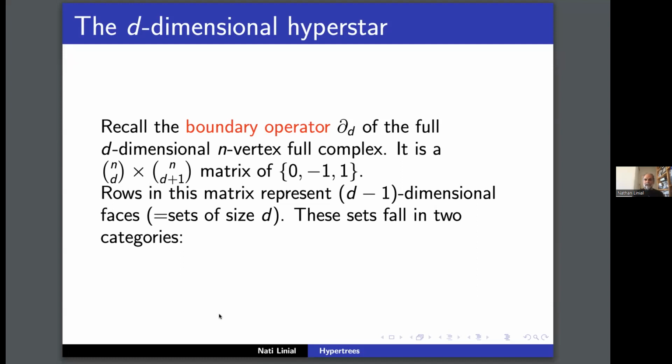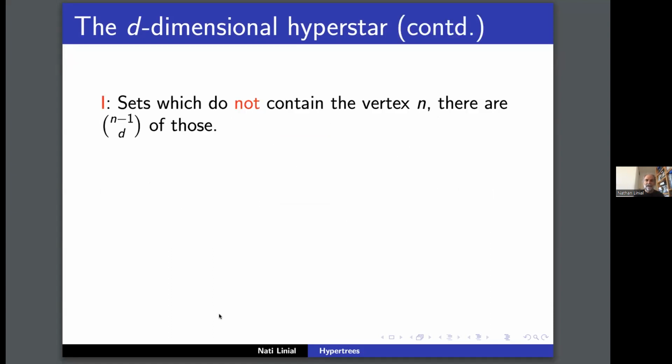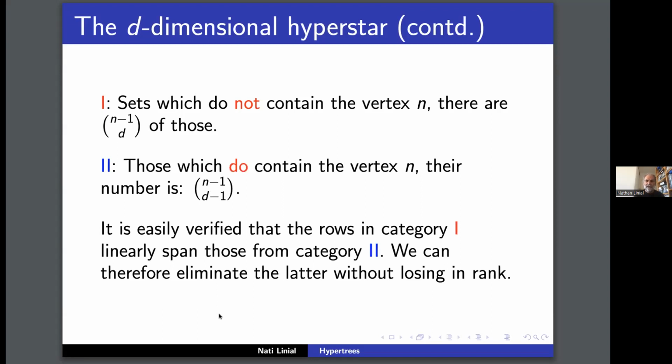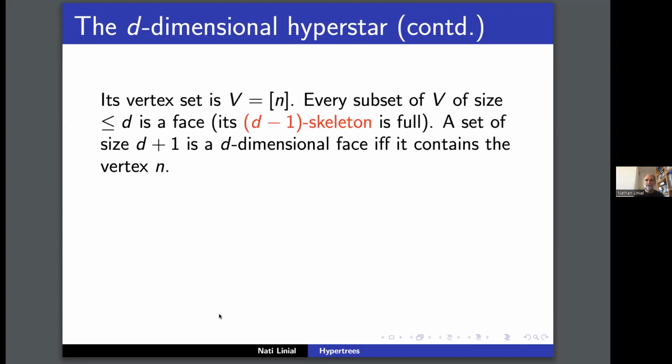And now we want to show that the complex that we just described, the star, which is comprised of all the faces of dimension d minus 1 and below, and of the d-faces which contain the vertex n, is really a hypertree, a d-dimensional tree. So I'll run through this very quickly. It's really a very straightforward argument. We partition the columns into those faces which contain n and those which do not. And you find there an identity matrix which comes from throwing away element n, and the rest are spanned by the others. It's really a very simple linear algebra proof, which I'm going to more or less skim over.